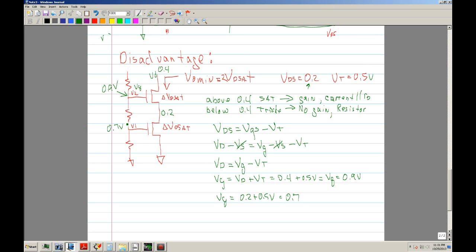So if you set these two voltages to 0.7 and 0.9, then you are assured that you can go all the way to 0.4 volts and satisfy this equation. In other words, 0.4 would be the absolute minimum voltage that you can swing.